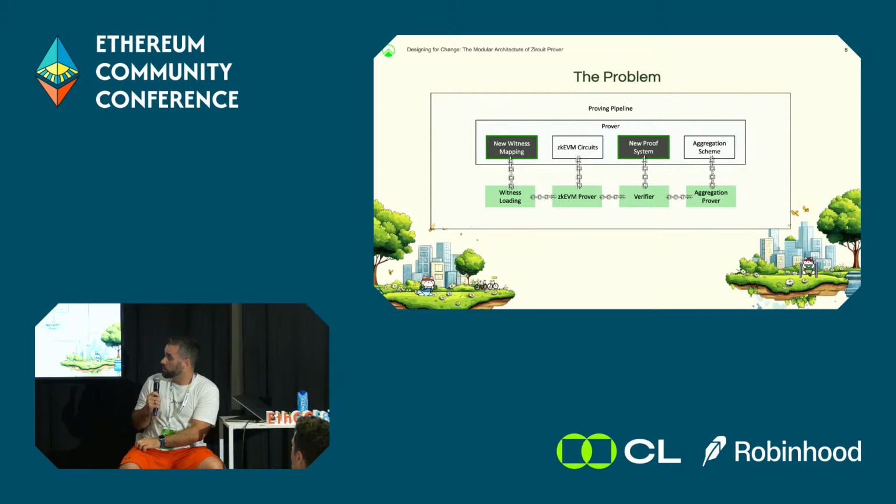And the problem here: say I want to update them to new components, or I want to bring two new components to the system. In this case, I want to bring a new witness mapping and a new proof system. The problem with this architecture is that things start to break. All those components have glue code. You find yourself not only updating the new system, but also all the other systems, because all of those are tightly coupled together, so that becomes a problem.